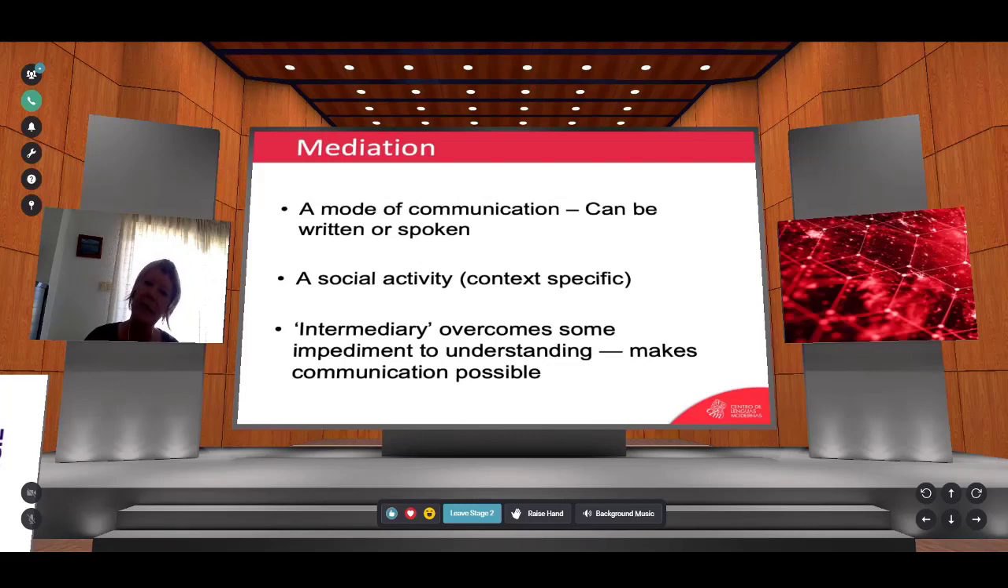We understand mediation as a mode of communication. It can be written or spoken. It's a social activity, which is extremely context specific, and the mediator acts as an intermediary to overcome some kind of impediment to understanding in order to make communication possible.